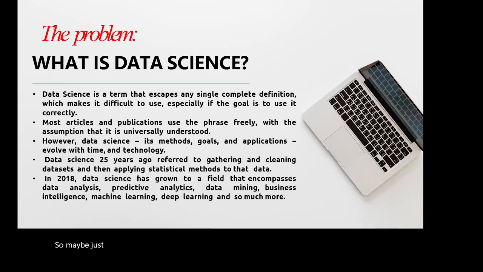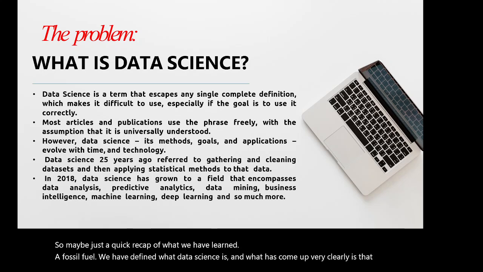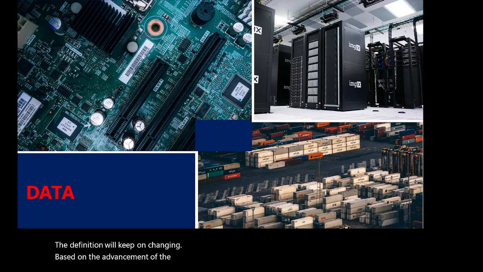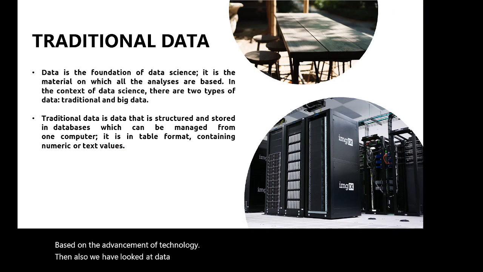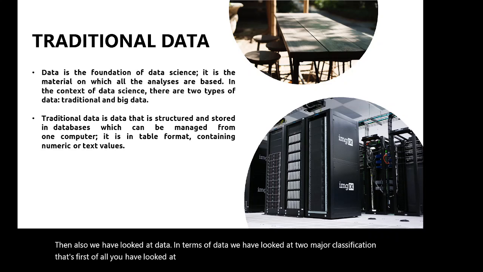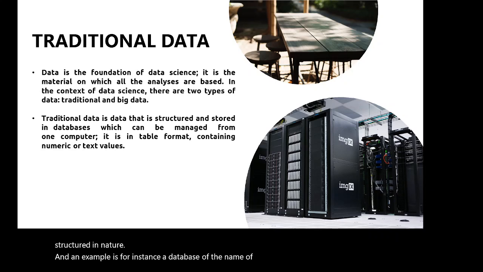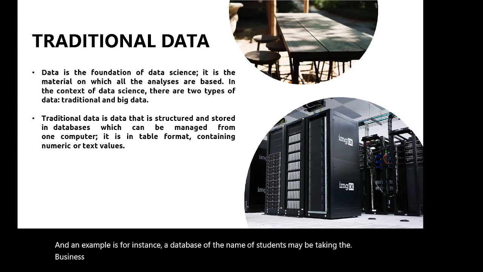So maybe just a quick recap of what we have learned. First of all, we have defined what data science is, and what has come up very clearly is that the definition will keep on changing based on the advancement of technology. Then also we have looked at data. In terms of data, we have looked at two major classifications. First of all, we have looked at what we call traditional data, and one thing about traditional data is that it is structured in nature. An example is a database of the names of students, maybe taking the business analytics expert and certified data scientist course for March intake and so on.